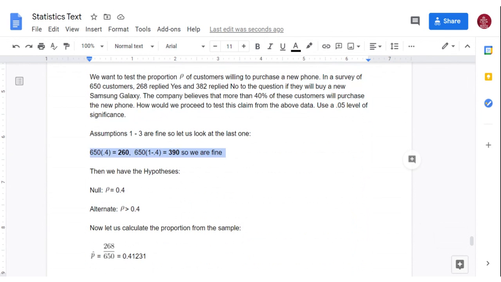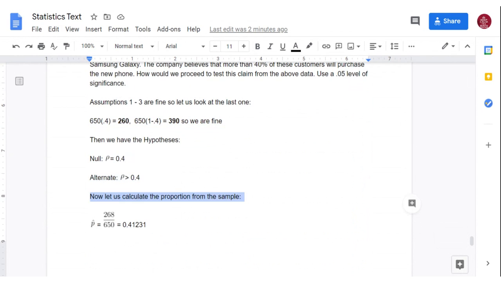But here's the one you always really, really need to check mathematically. 0.4 times 650 is 260. 1 minus 0.4, in other words 0.6, times 650 is equal to 390. So both of those are at least 10, so we're fine. Here's our hypotheses.